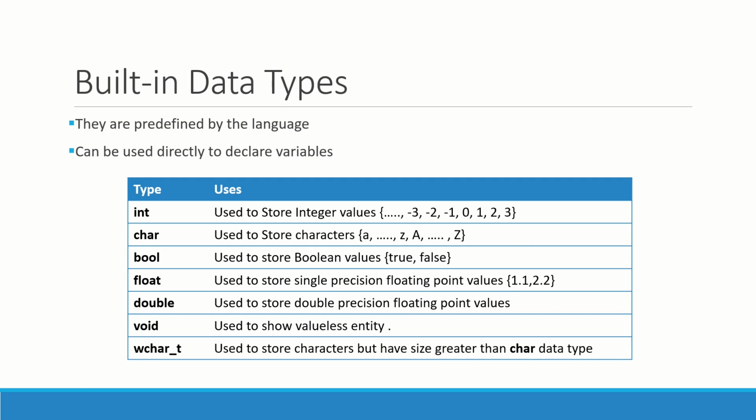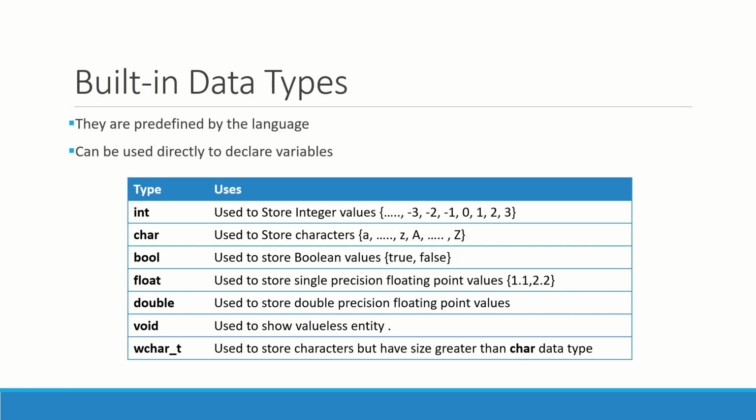Character type or char is used to store character values. Boolean data type is used to store Boolean values and is very much used in conditional statements or looping structures. Floating point type or float is used to store single precision floating point values. Single precision means it occupies 32 bits or 4 bytes. Double is also used to store real numbers like float, but it has double precision, meaning it occupies 64 bits or 8 bytes.